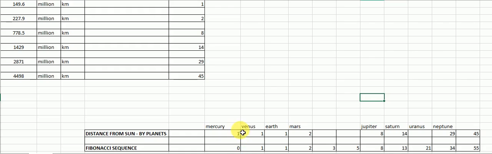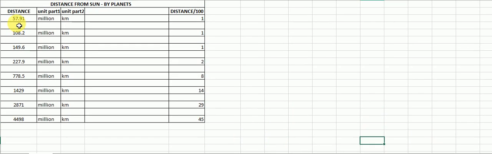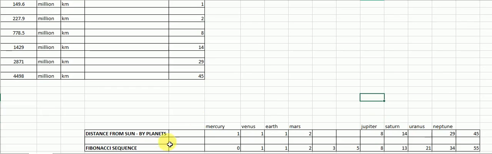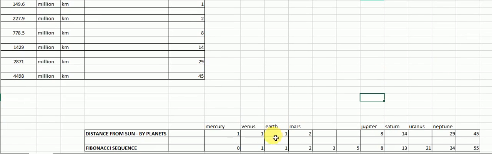But if that's less than 0.5, and as you can see, it's quite close to 0.5, if you round that up, it will be 0. So that will be a 0. Venus, we can see there, is 1. Earth is still 1. Mars is 2. And then there's 2 values missing here.